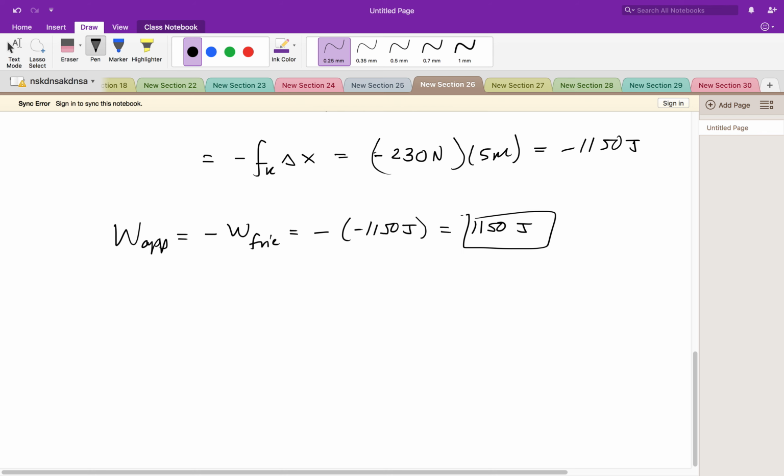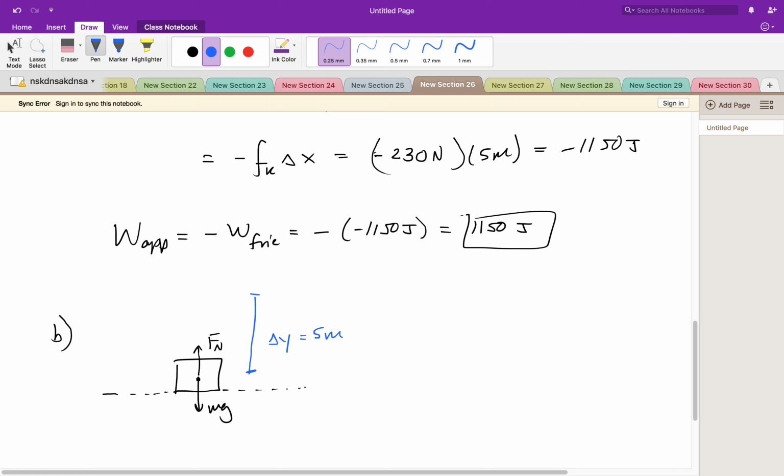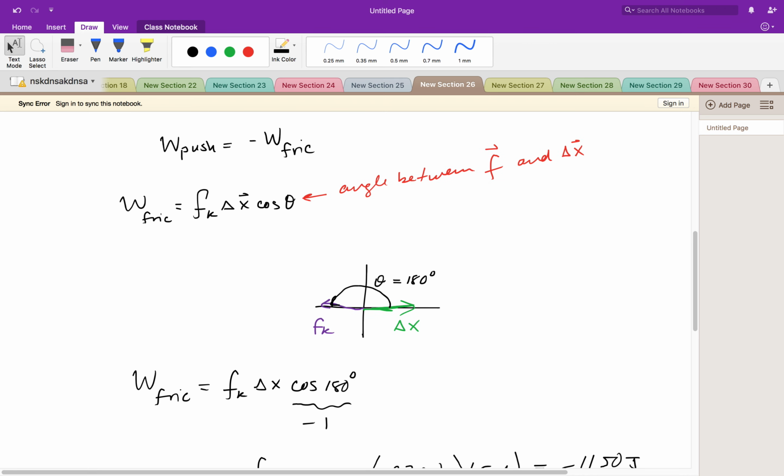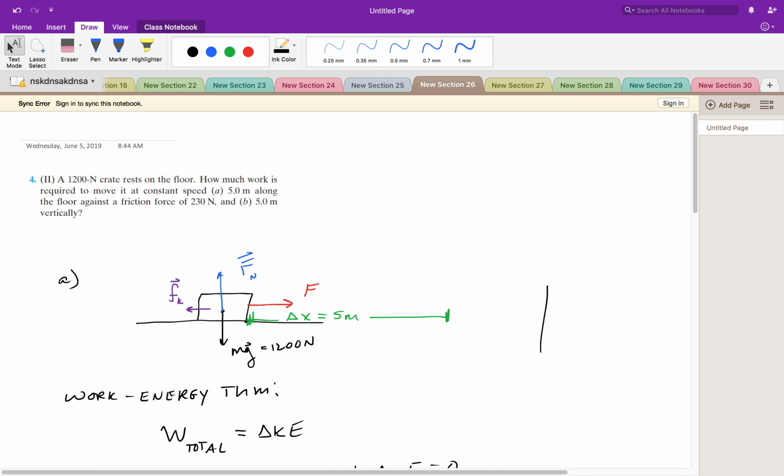Now for part B, they want to lift this thing vertically 5 meters. So here, this is the weight, so we have mg pointing down like that. This is the ground. We have our normal force up like that. But the bottom line is that instead of delta x, we can think of it as delta y, which is going to be 5 meters. And they want the work done. Sorry, I know I'm bouncing back and forth here.